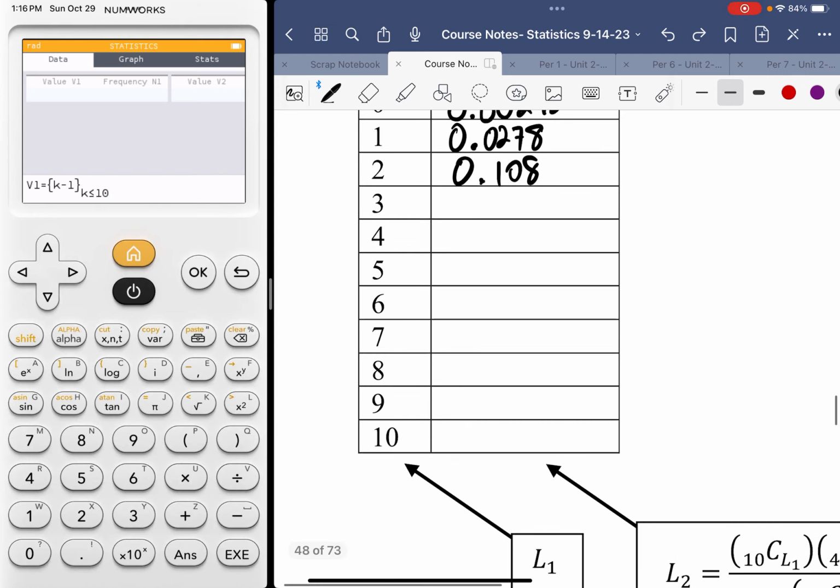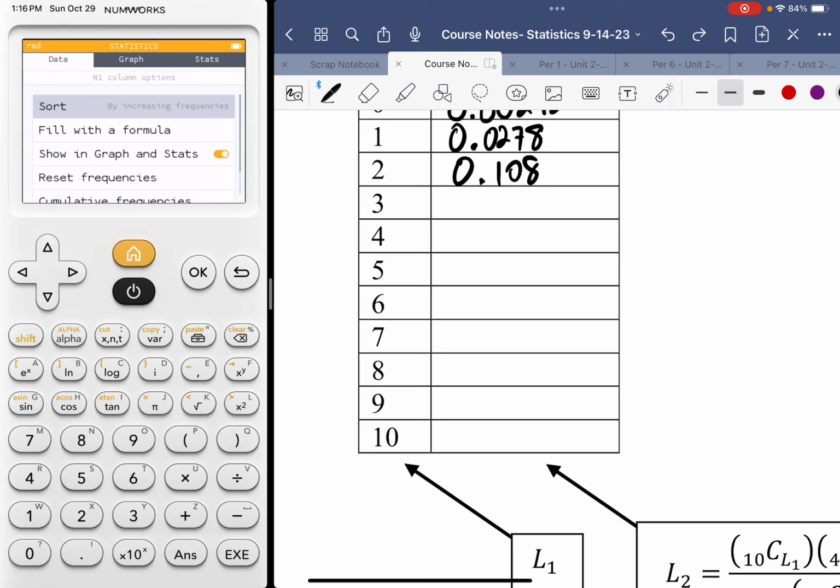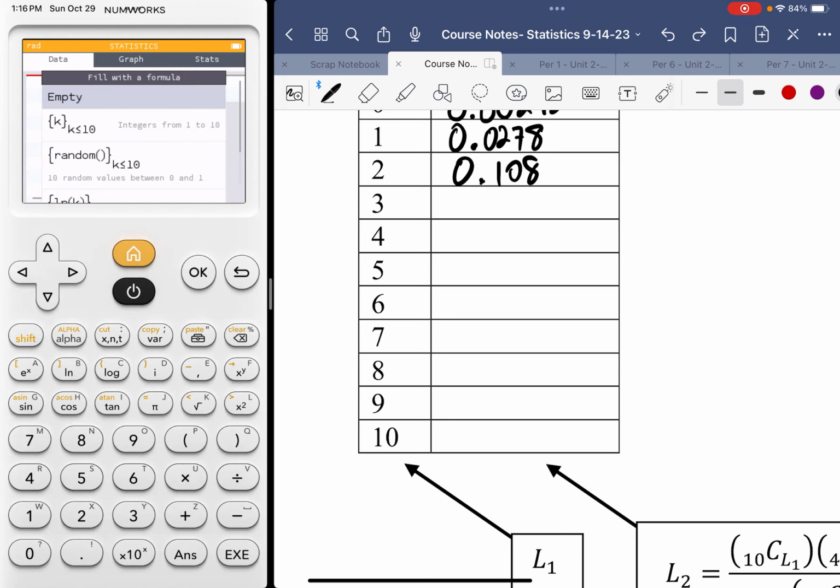And make that an 11. Oops, not 111. And then go on down the line, and I have 0 through 10, right? It's a small enough sample that if you wanted to just type the numbers 0 through 10, that's fine, right? So fill with formula in the next column. This one's going to be empty. I'm going to use my fraction tool.